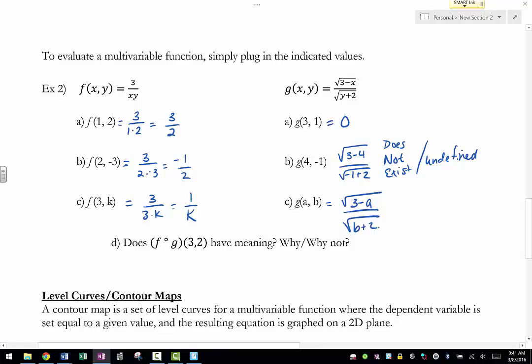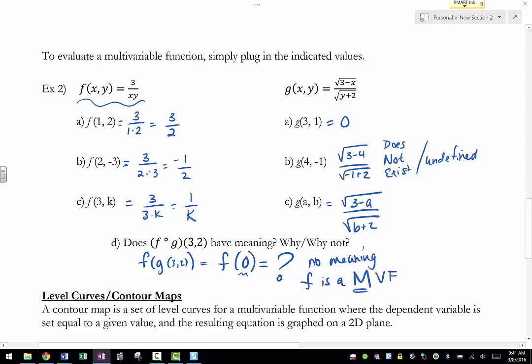Ta-da, done. Does f following g of 3, 2 have meaning or not? Well, that would be f of g of 3, 2. So that would be f of, let's see, g of 3, 2 is going to be 0. And f of 0, wait a minute, f needs an x and a y, and I just have one number. So this has no meaning because f is a multivariable function, and we only have one variable.